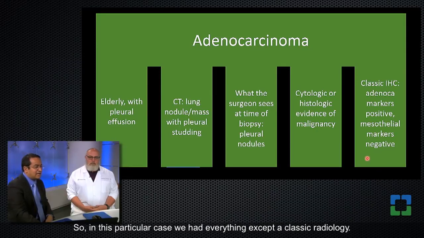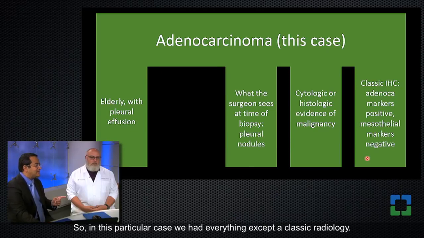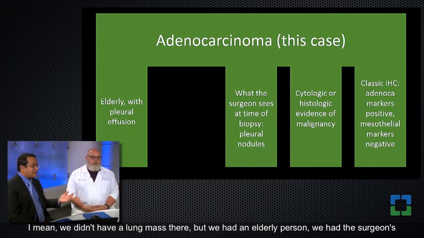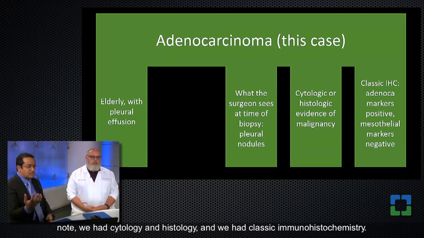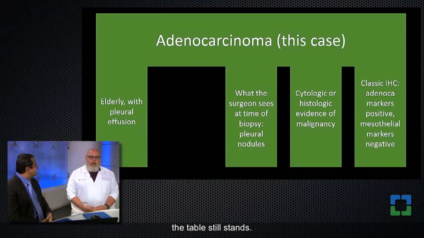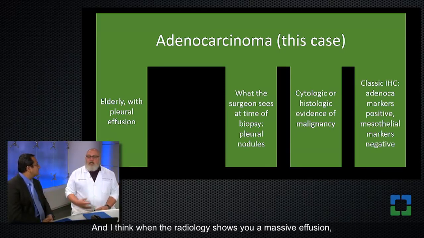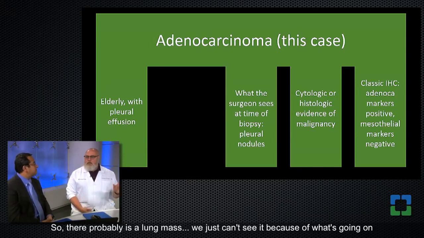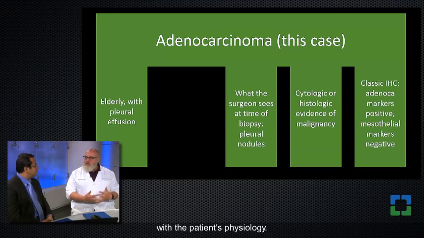So in this particular case, we had everything except a classic radiology. I mean, we didn't have a lung mass there, but we had an elderly person, we had the surgeon's note, we had cytology and histology, and we had classic immunohistochemistry. So I think in this case, we had enough evidence that even though that one leg fell off, the table still stands. And I think when the radiology shows you a massive effusion, you don't know what's being obscured by the large effusion. That's right. So there probably is a lung mass. We just can't see it because of what's going on with the patient's physiology.